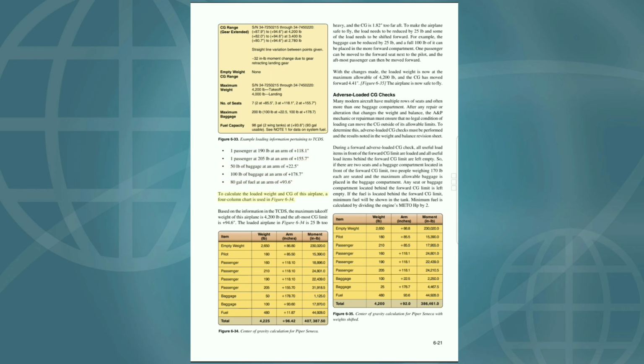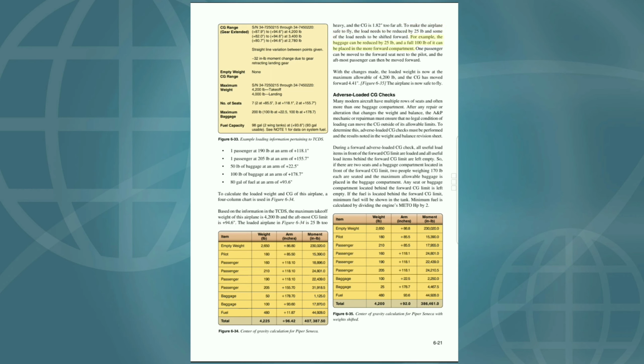To calculate the loaded weight and CG of this airplane, a 4-column chart is used in Figure 6-34. Based on the information in the TCDS, the maximum takeoff weight of this airplane is 4,200 pounds, and the aftmost CG limit is plus 94.6. The loaded airplane in Figure 6-34 is 25 pounds too heavy, and the CG is 1.82 too far aft. To make the airplane safe to fly, the load needs to be reduced by 25 pounds, and some of the load needs to be shifted forward.